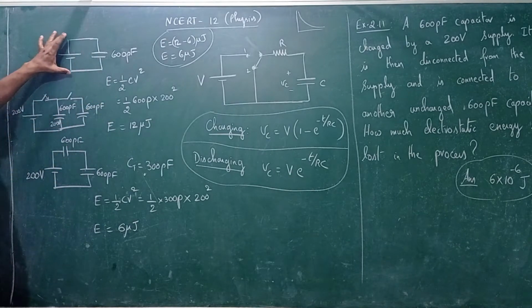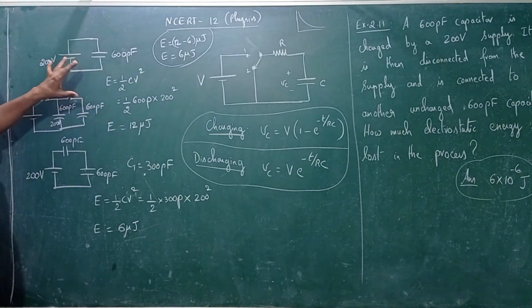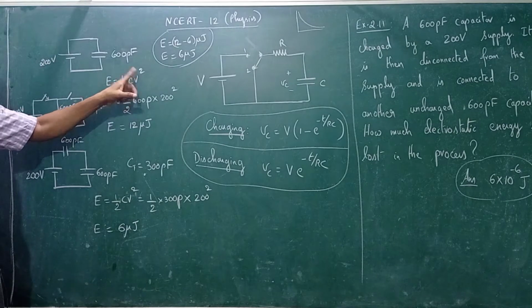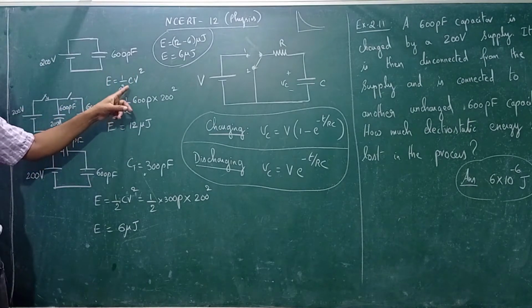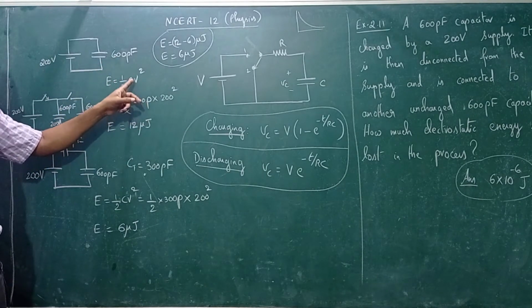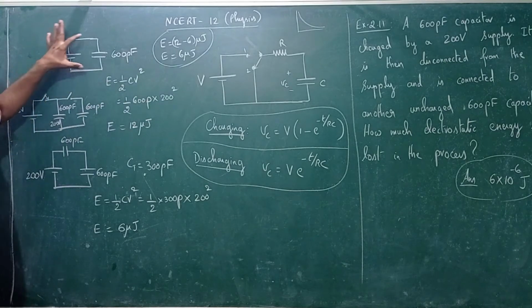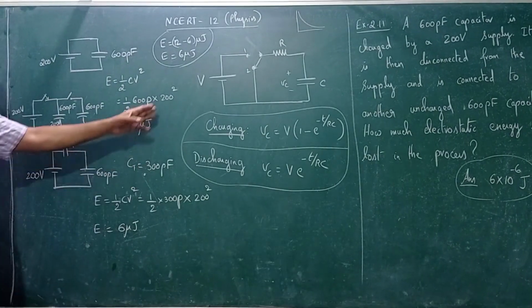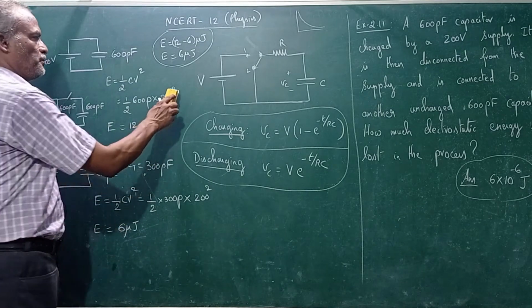When you connect to your DC source without any resistance, this 200 volts is going to appear here. Now energy for this case is half CV squared. Half C is 600 picofarad, and this is the voltage that is going to appear across this capacitor, 200 squared. So this is 200 into 200.